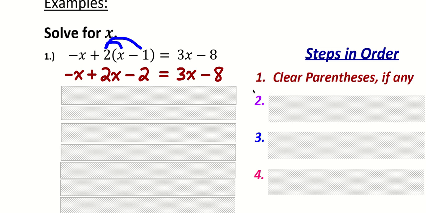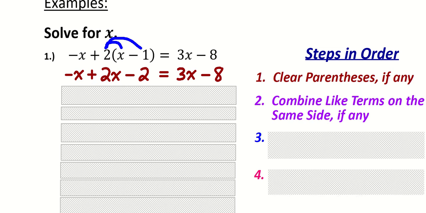Now the second step, what should you look to do second if it's there? Well, look at this left side. Do you see how we have a negative 1x and a positive 2x over here? And over here, of course, we have the 3x, but we have a couple of x terms, a couple of like terms that are already on the same side. So if it's there, here's what you should probably look to do second. Combine like terms that are on the same side.